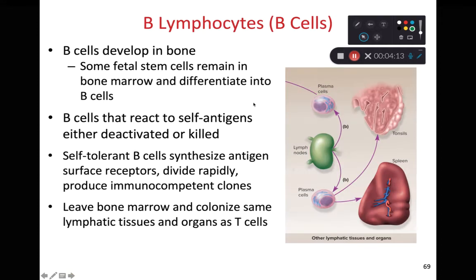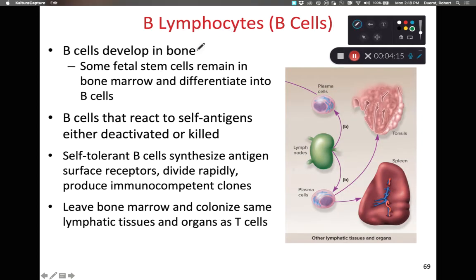Let's talk B lymphocytes, or B cells. B lymphocytes develop in the red bone marrow initially. They're called B lymphocytes because they were initially isolated from the bursa of a chicken. We find, though, that within our bodies, they come from the red bone marrow. They come from some fetal stem cells, some multipotent stem cells that are going to remain in our bone marrow and ultimately differentiate into those B cells.